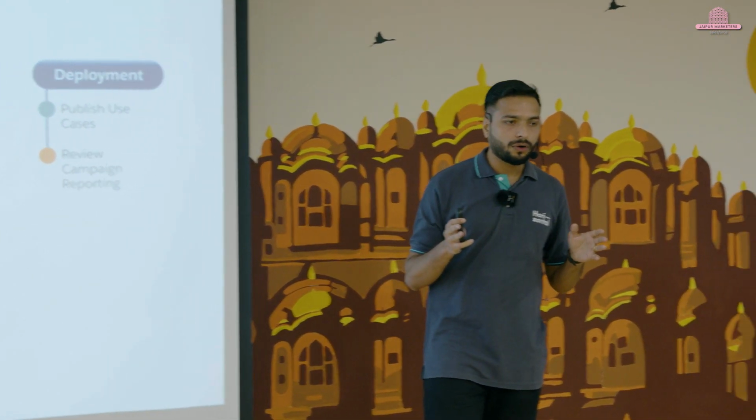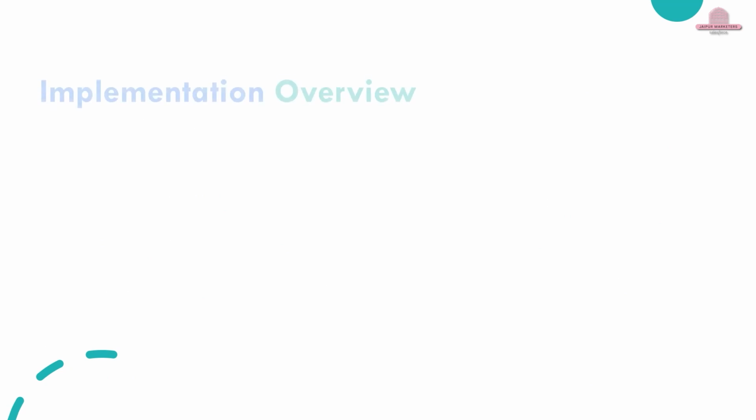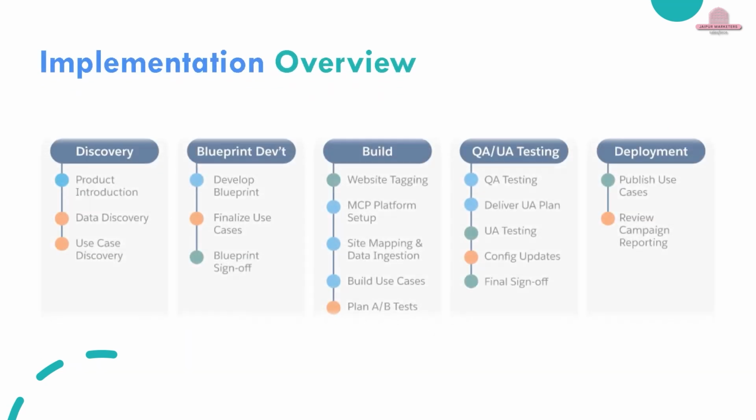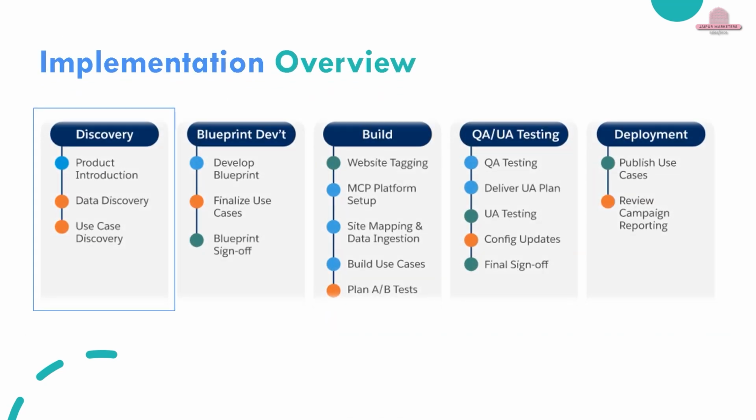All right, so the main agenda that we are talking about is implementation. So we have divided implementation in 5 different phases. First will be your discovery. Second will be your blueprint development, one of the most important part before actually starting the development. Then we have the build part, and then we have QA, and then we have deployment. So first we'll talk about discovery part of the session.